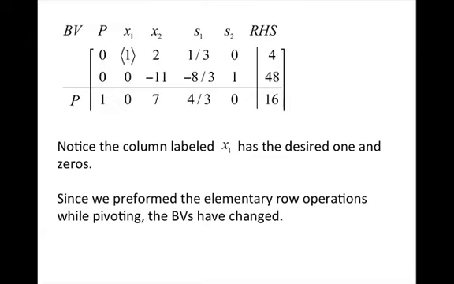Then if I look at my second column under X sub 1, it has the 1 and the 2 zeros. The 1 is in row 1, so my first basic variable is going to be an X sub 1. Then to find my second column with the 0 and the 1s, I have to go under S sub 2. The 1 under the S sub 2 column is in row 2, so my second basic variable is S sub 2. So just don't forget, after you pivot, you've got to change your basic variables.